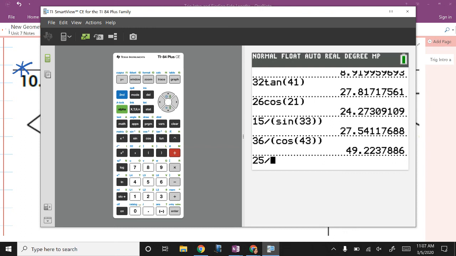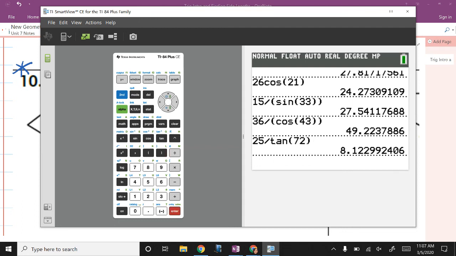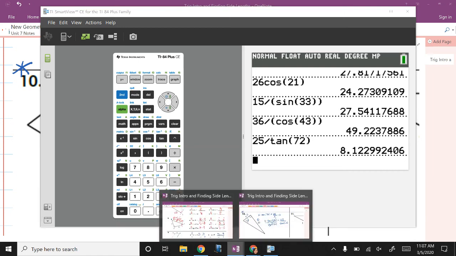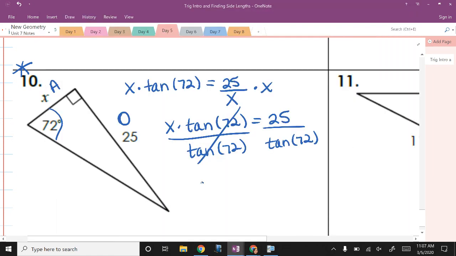25 divided by tangent. I didn't put parentheses, but we'll see if it works. I think it does. Did y'all get about 8.1? Raise your hand if you got about 8.1. Any questions? All right, x is approximately 8.1. Very good. All right, so that is the end of notes for today. Have a good one.